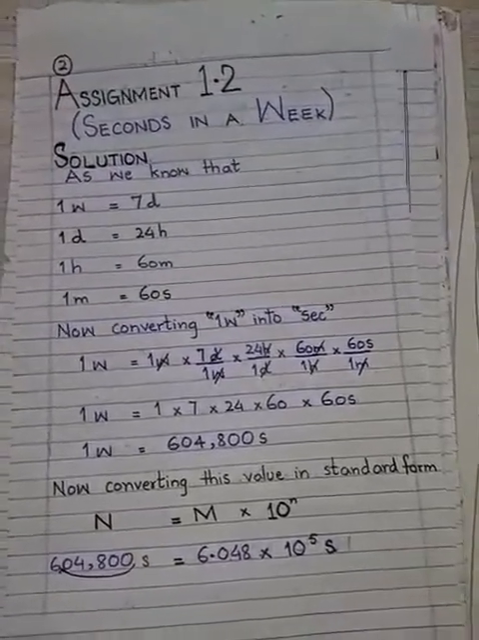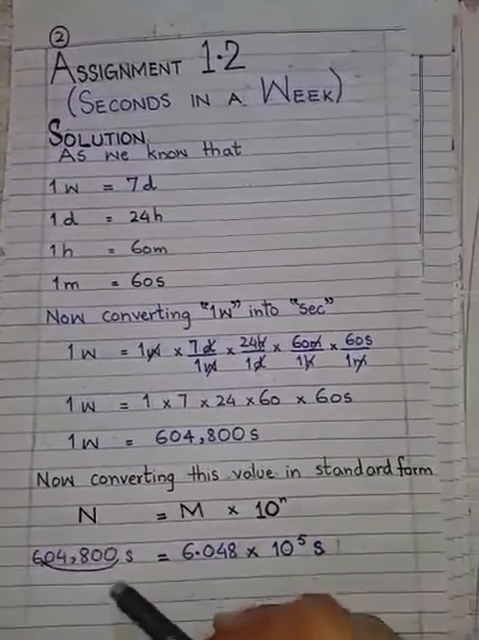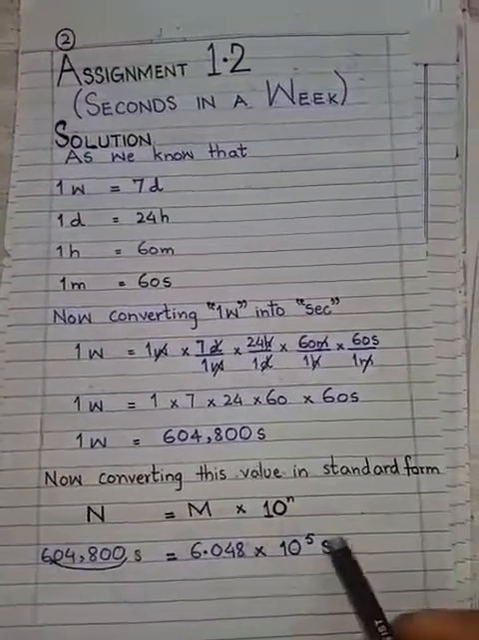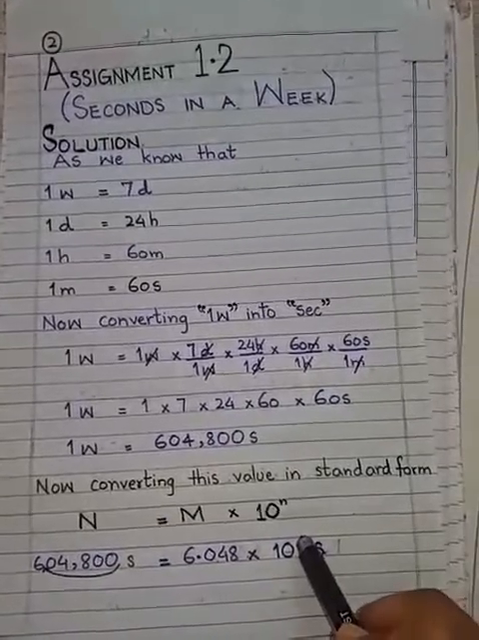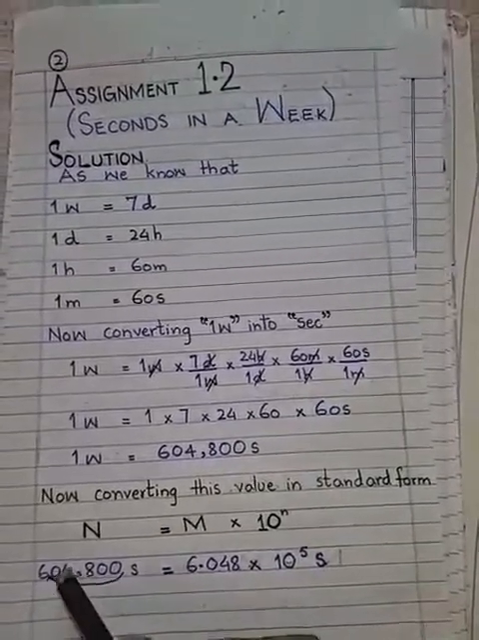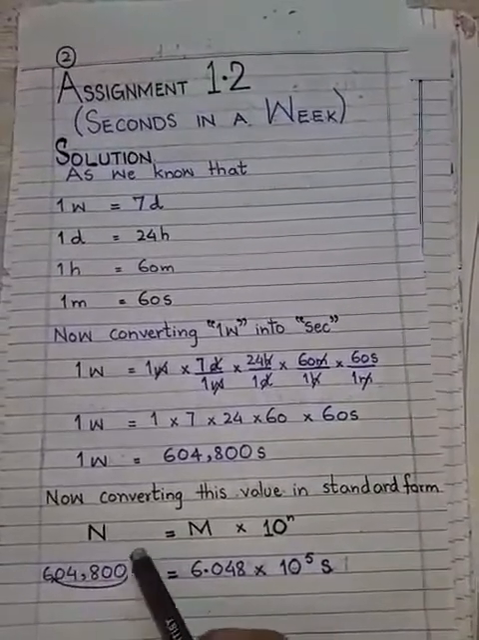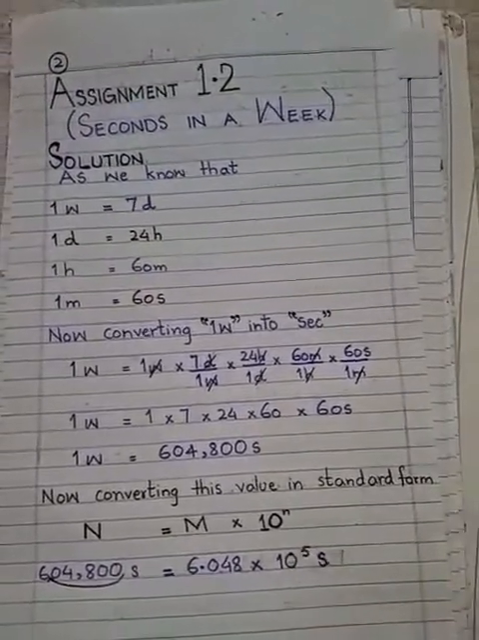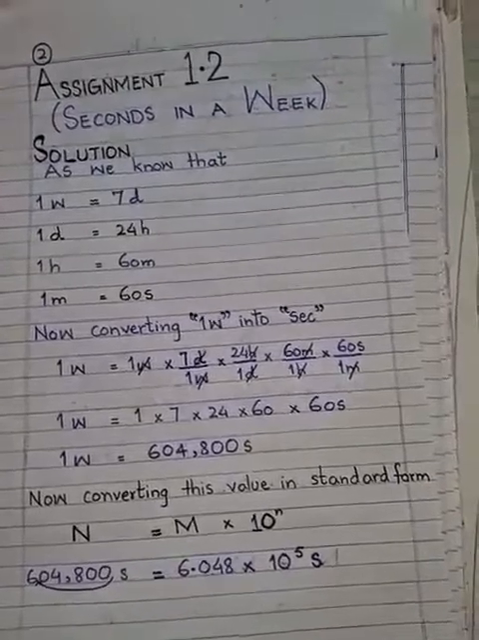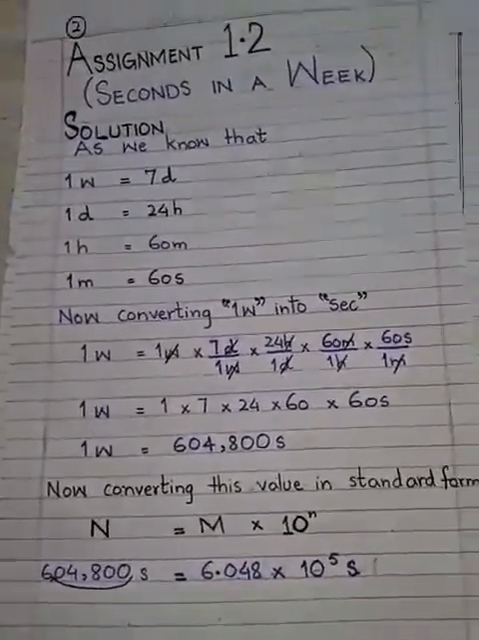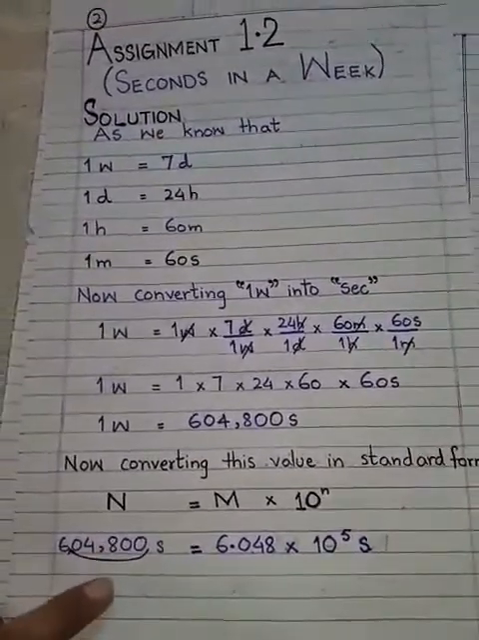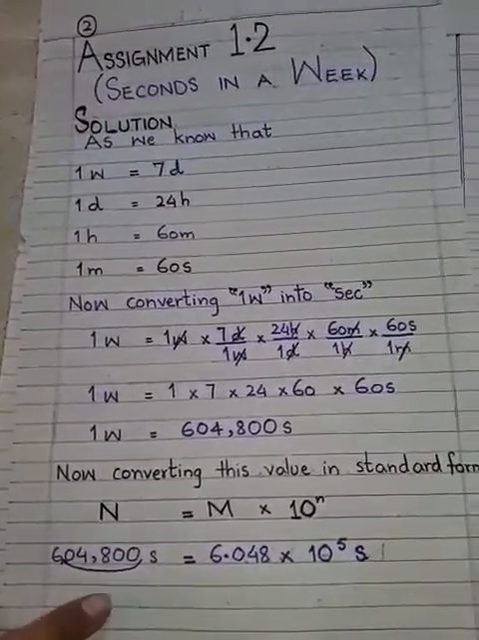And according to the rule, if the decimal moves toward the left side, it means the power of 10 will be positive. But if we move the decimal toward the right side, the power of 10 will be negative. So this is your example, assignment question number 1.2. Girls, kindly practice this example in your rough copy.